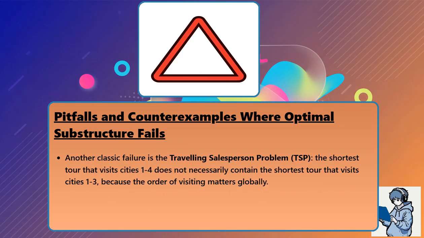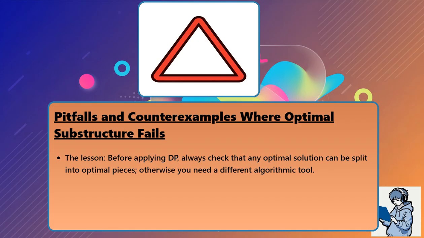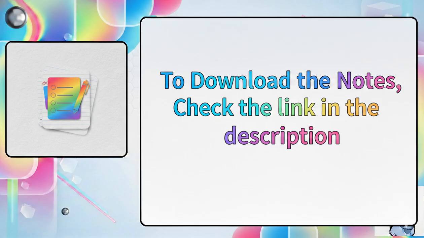Another classic failure is the traveling salesperson problem, TSP. The shortest tour that visits cities 1 to 4 does not necessarily contain the shortest tour that visits cities 1 to 3, because the order of visiting matters globally. These cases lack optimal substructure, so DP will not give correct answers. The lesson: before applying DP, always check that any optimal solution can be split into optimal pieces. Otherwise, you need a different algorithmic tool.